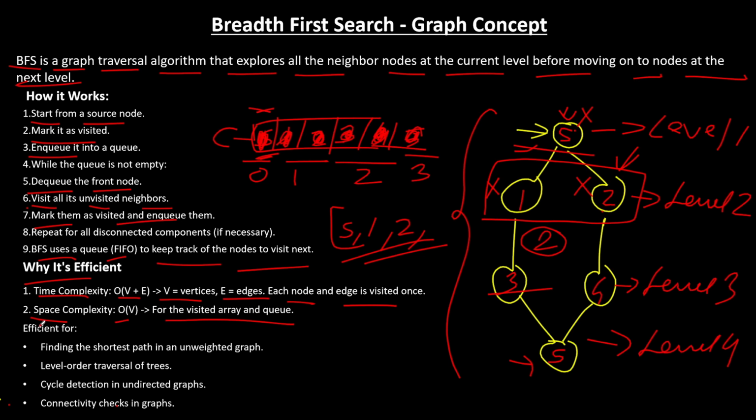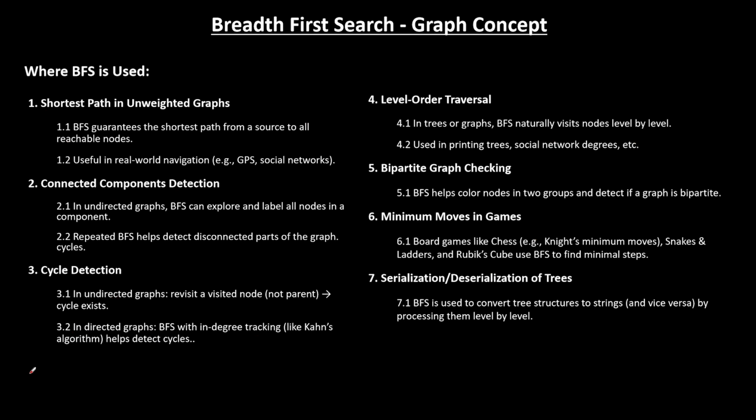BFS is efficient for finding the shortest path in an unweighted graph, level order traversal, cycle detection in an undirected graph, and connectivity checks in a graph. So these are cases where you can directly implement BFS if you have the hint that these are the concepts of the question. Now, where is BFS used? Shortest path in an unweighted graph: BFS guarantees the shortest path from the source to the reachable nodes.